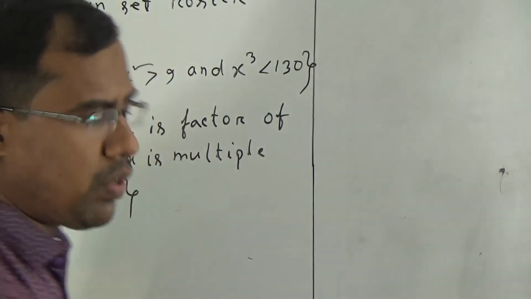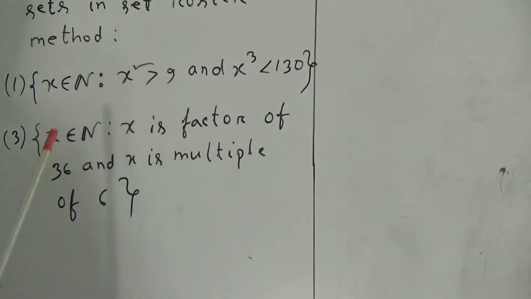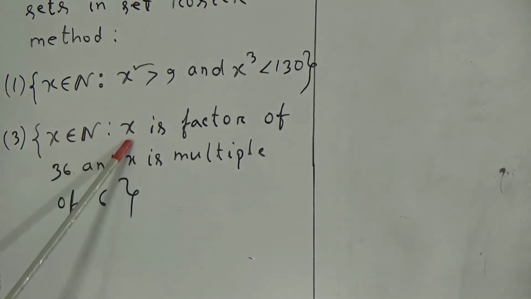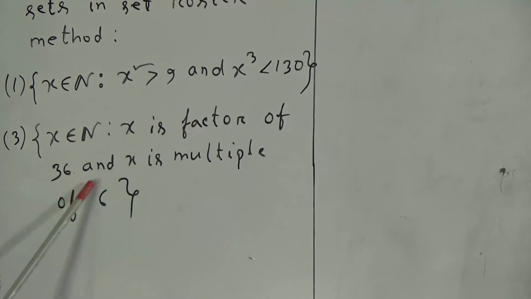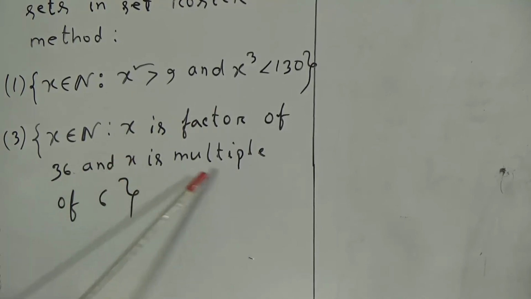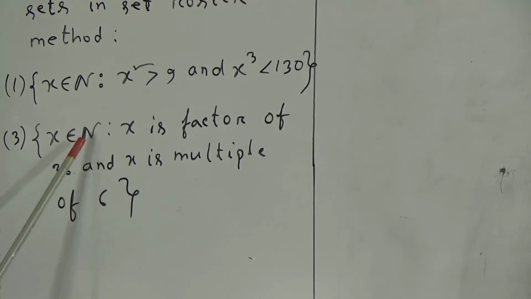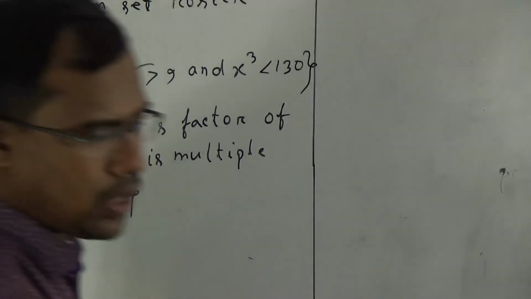Here the question of three number is: x belongs to N such that x is a factor of 36 and x is a multiple of 6. That means the elements of this set will come from the set of natural numbers, and from the set of natural numbers we have to take only the elements which will be a factor of 36 and a multiple of 6.